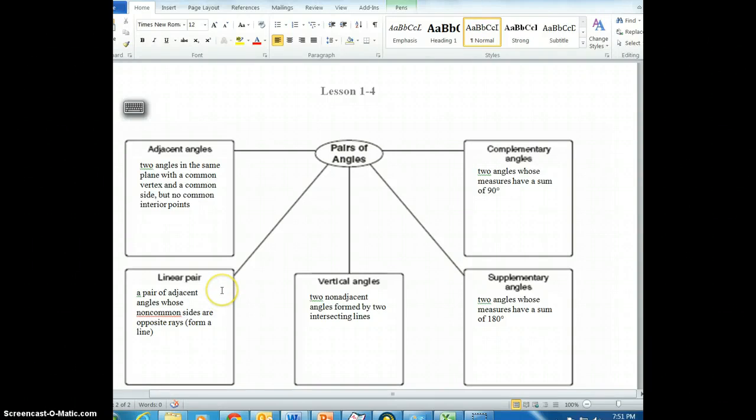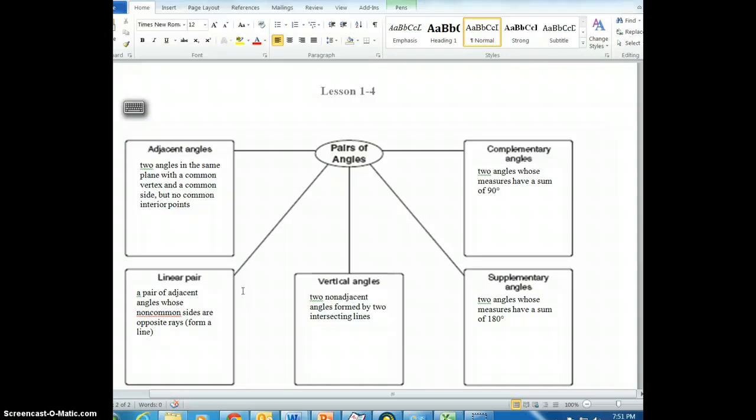Today we are doing lesson 1-4 and we're going to expand on what we learned in lesson 1-3. In lesson 1-3 we talked about different types of angles and the angle addition postulate. We also talked about angle bisectors, and today we're going to talk about pairs of angles, special angles that when you put them together have a special relationship.